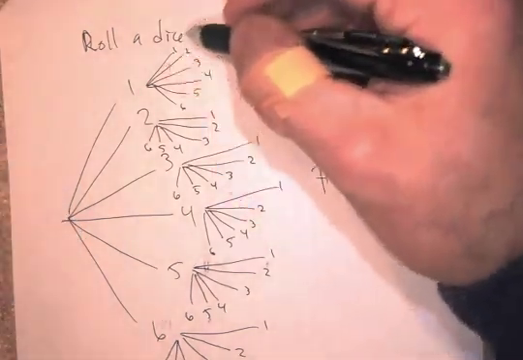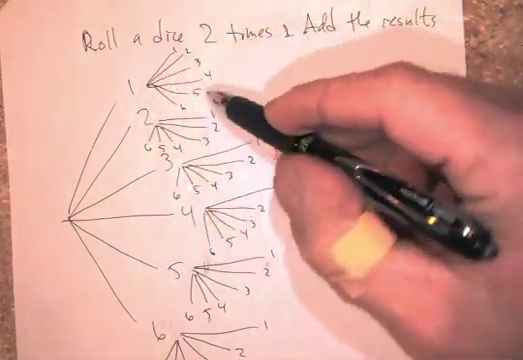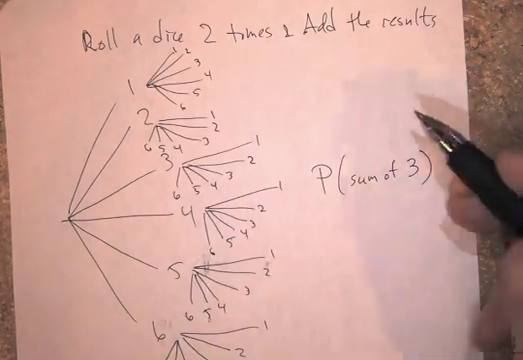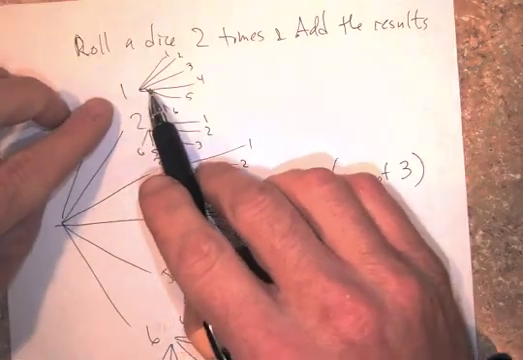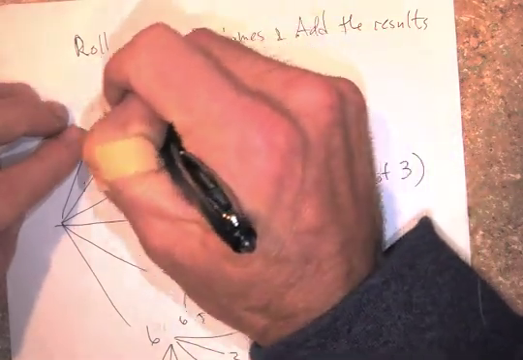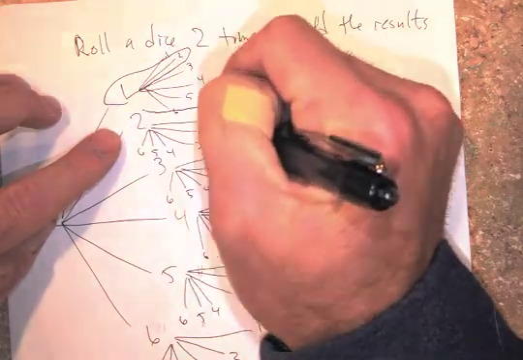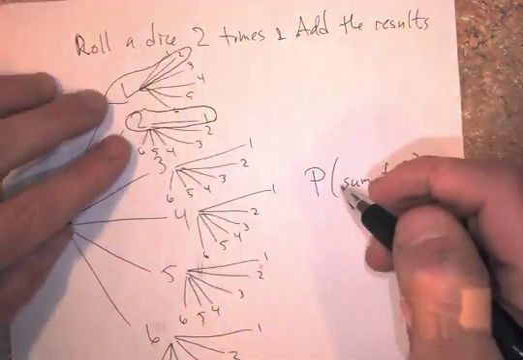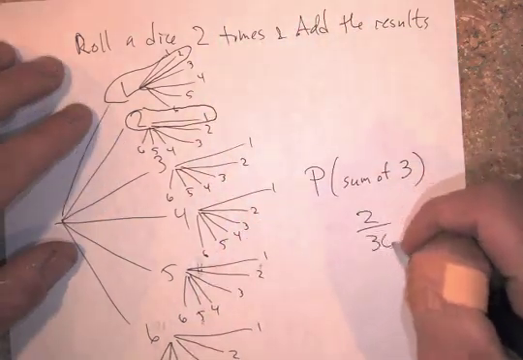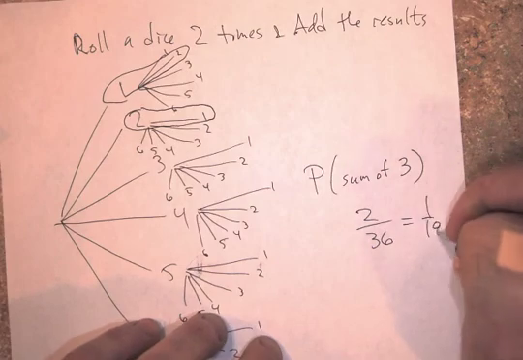I mean, there's actually 36 results here, right? 1, 1, 1, 2, 1, 3, 1, 4. If I went down all these results, we got 6 times 6 is 36 results. Getting a sum of 3, well, that would be a 1 and a 2 here, right? So this would be one result. That would give me a sum of 3. Also here, 2 and a 1. Give me a sum of 3. So there's 2 of those branches out of 36 total that give me a sum of 3. So we're talking a 1/18th chance.